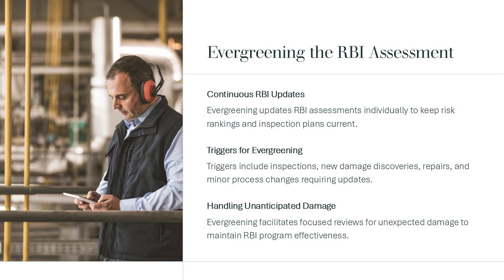Similarly, after a turnaround where inspections or modifications occur, evergreening allows the RBI database to be updated with actual findings and post-maintenance conditions. Evergreening also plays a critical role in responding to unanticipated damage mechanisms. When unexpected damage is discovered, a focused review is required to assess the impact on risk and determine whether similar equipment may be affected. By enabling timely updates at the equipment level, evergreening helps maintain the credibility and effectiveness of the RBI program without the resource intensity of a full reassessment.